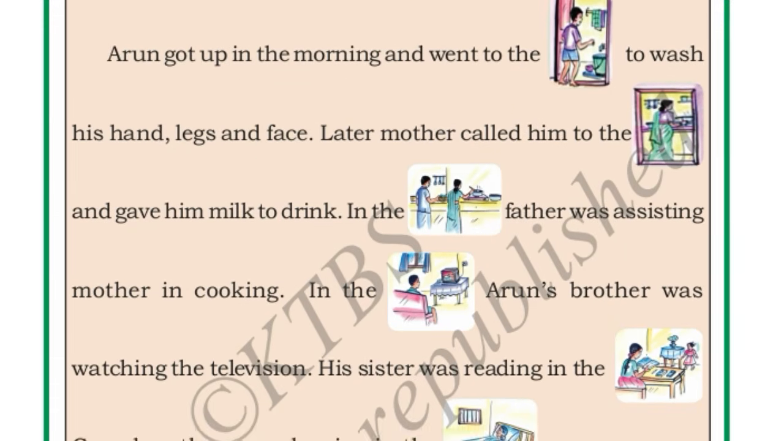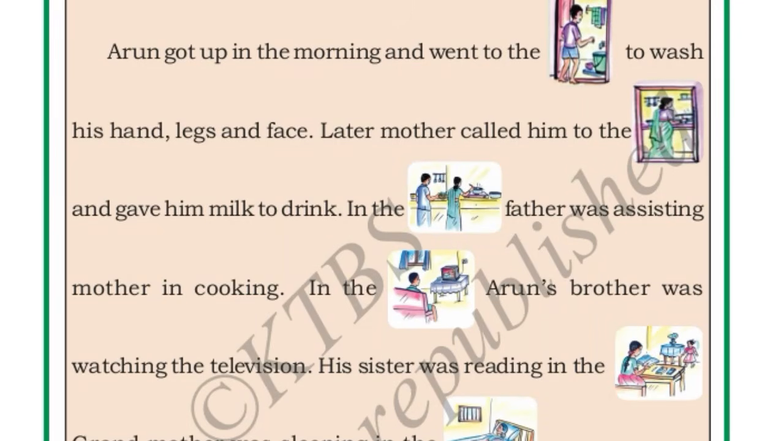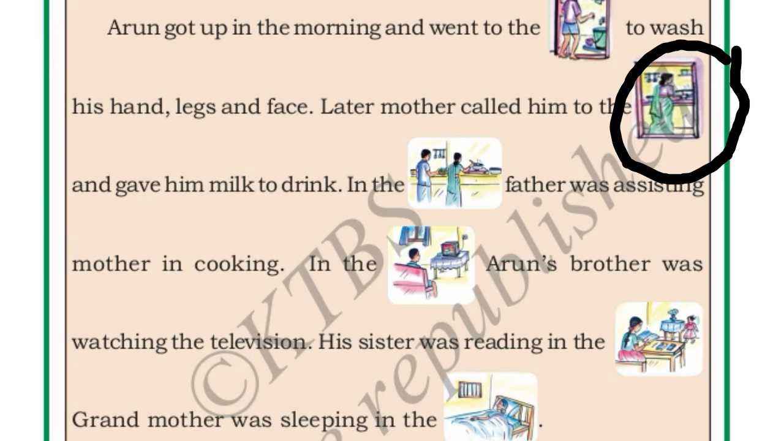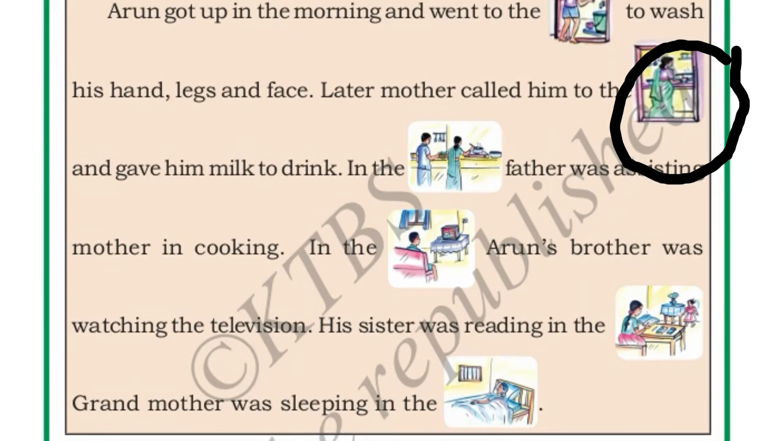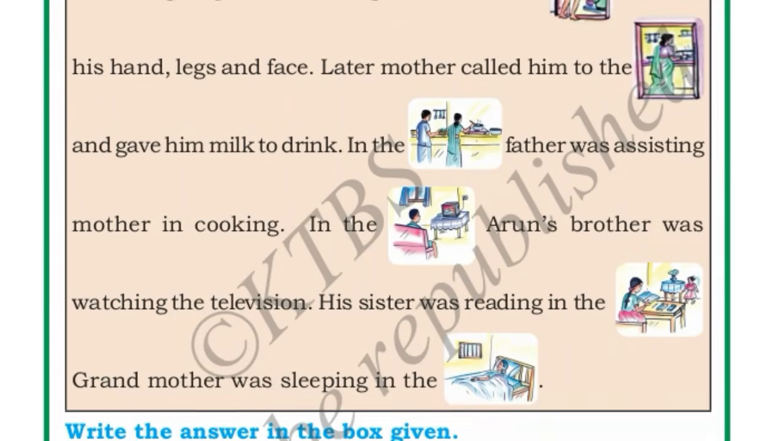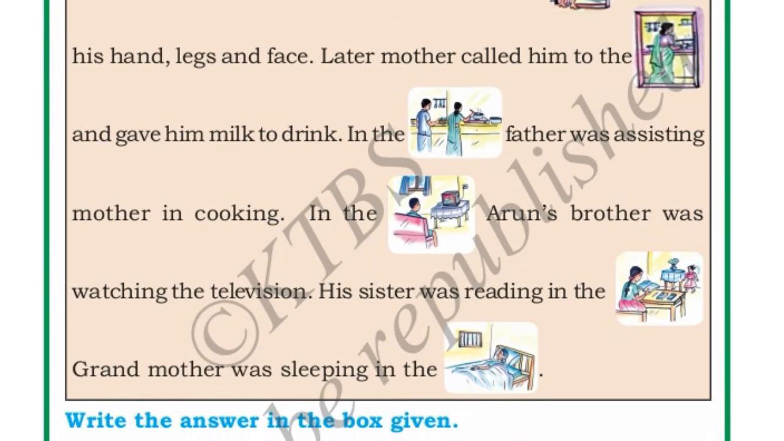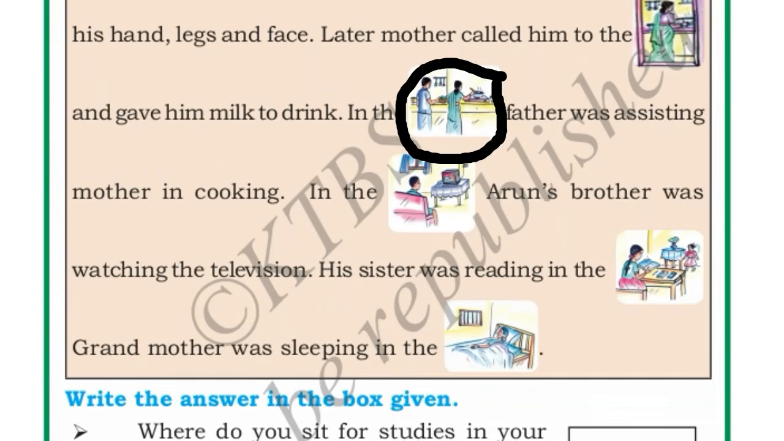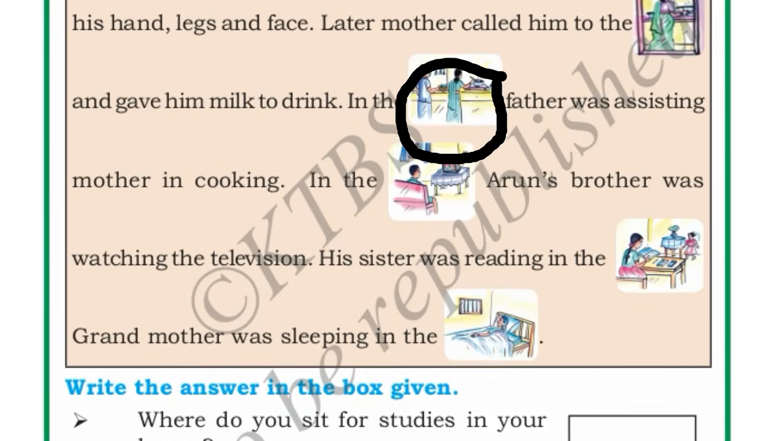Later mother called him to the, see children, which picture is this? Which hall is this? Where does the mother call Arun? This is the kitchen. So mother called him to the kitchen and gave him milk to drink. In the kitchen, father was assisting mother in cooking. Father was helping the mother in cooking.